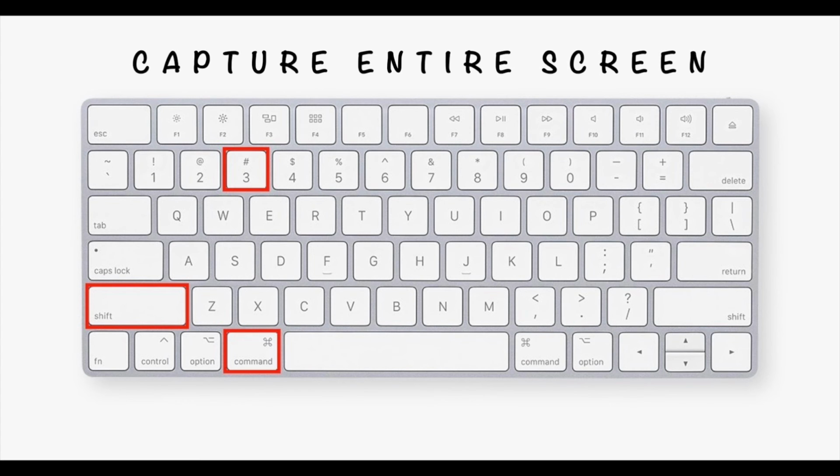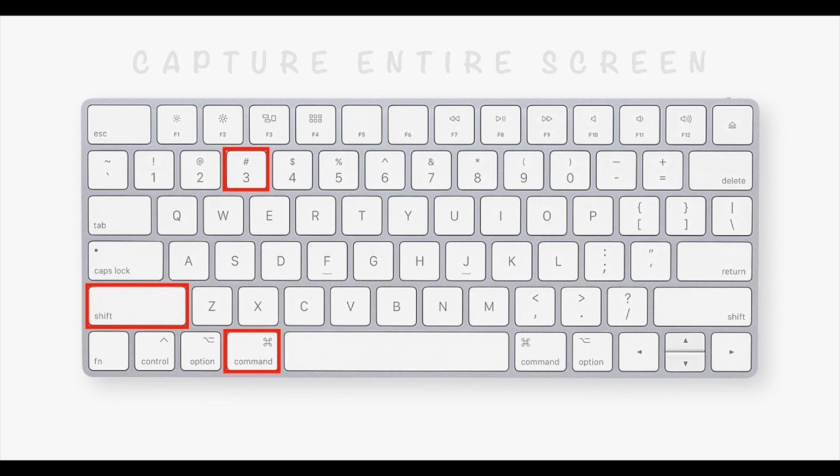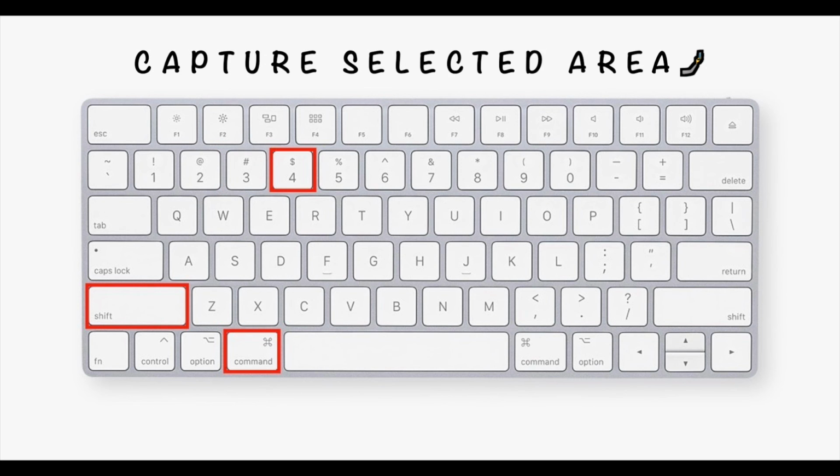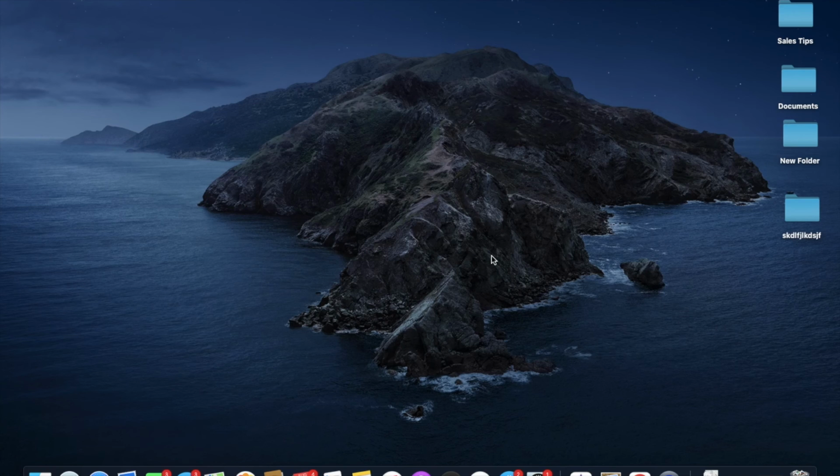Another brilliant shortcut is to be able to capture the entire screen, and for that you press Command, Shift and number 3. Now if you wanted to capture just a selected area, then instead of pressing Command, Shift and 3 as we saw in the last shortcut, you press Command, Shift and number 4. So let's try both these fantastic shortcuts.